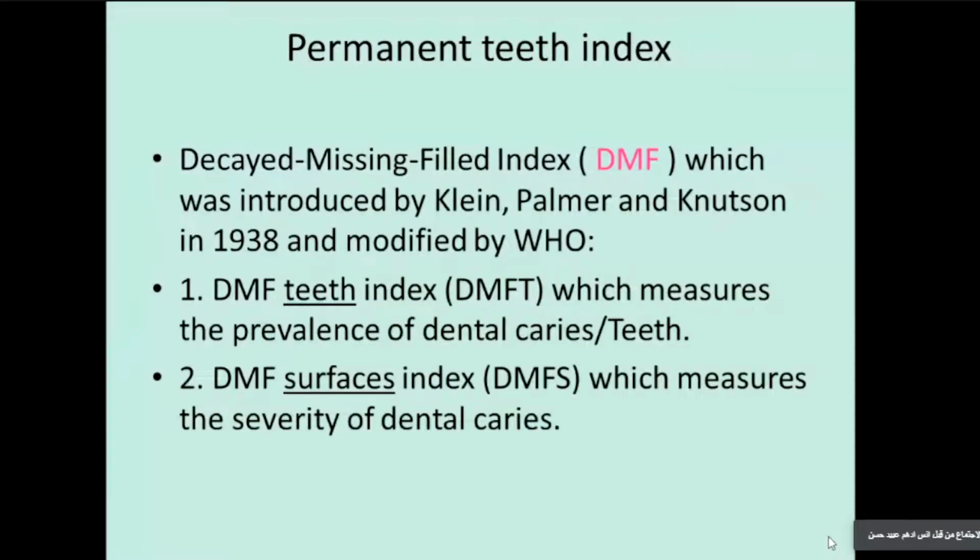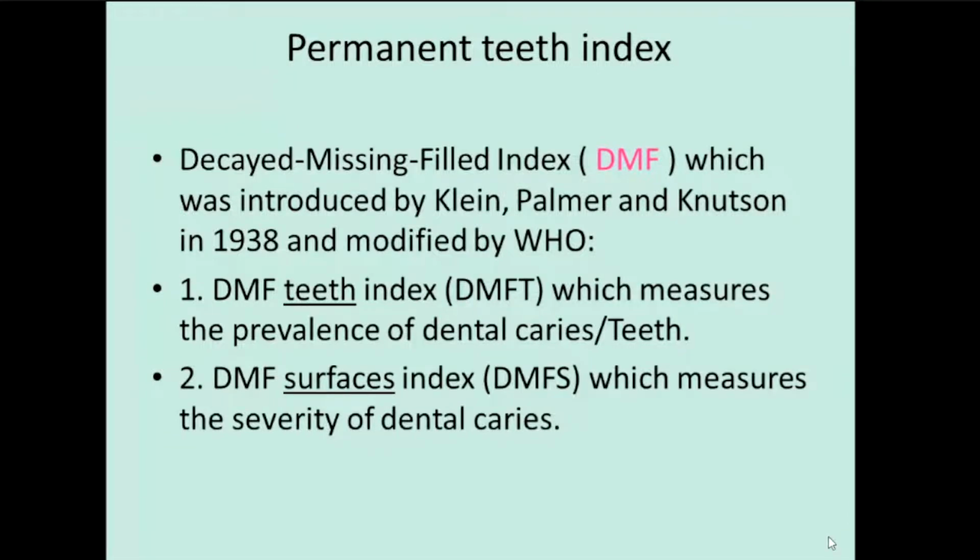So the permanent teeth index. Look at this in pink, I'll make it for you: DMF. D means decay, meaning caries; M is missing; F is filled. DMF index, which was introduced by Klein and approved by WHO. DMF teeth index, what is this? D we said decay, M we said missing, F filled, T refers to teeth.